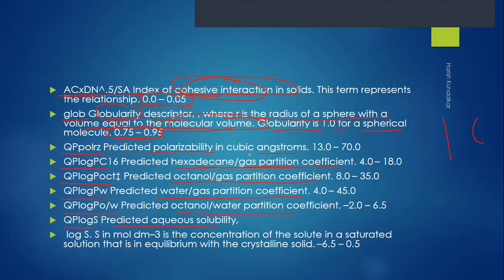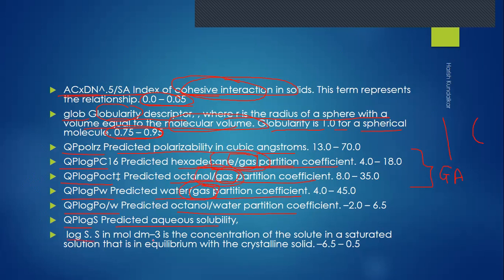So why are we talking about gas partition coefficients in between? Because we know some drugs are taken via the lungs, right? They're taken in the form of aerosols. For example, we have the general anesthetics, right? General anesthetics are taken directly via inhalation. So in that case, we need to understand their gas partition coefficient, and that is the reason why gas partition coefficients are also studied.